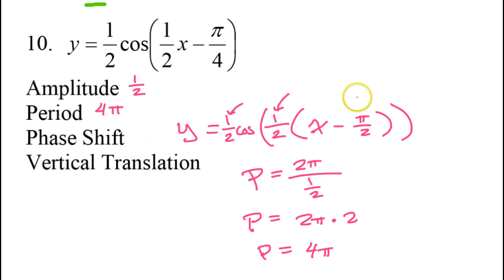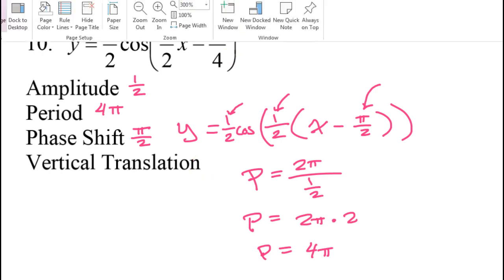Now, the phase shift, we can now see that the phase shift is going to be pi over 2. Notice that it is the opposite in terms of the sign. So since I have minus pi over 2, then the phase shift is positive pi over 2. There is no vertical translation because nothing is being added or subtracted on the end. So for vertical translation, we can just put none.